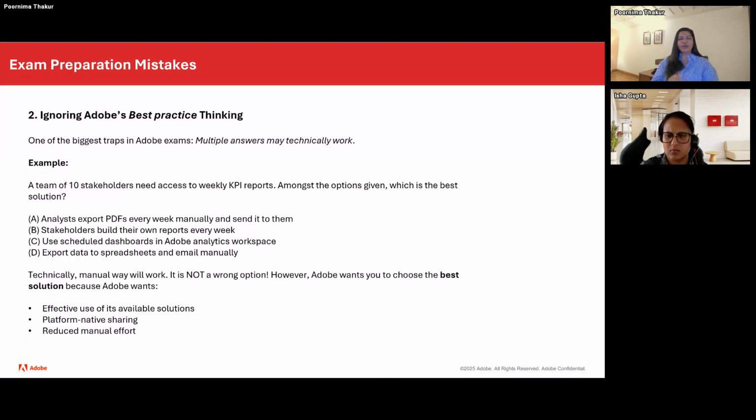Second, ignoring Adobe's best practice thinking. Now, what is that? I was giving you an example of options that may look confusing in an expert exam and not that straightforward. Now, look at this question, for example. A team of 10 stakeholders needs access to a weekly KPI report, an Adobe report. So, among these options that are given to you, which is the best solution?